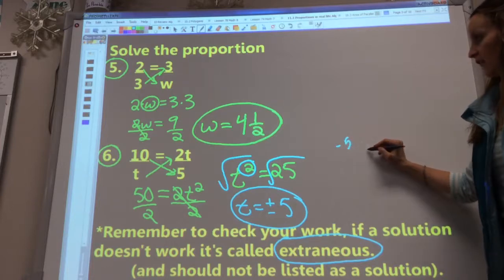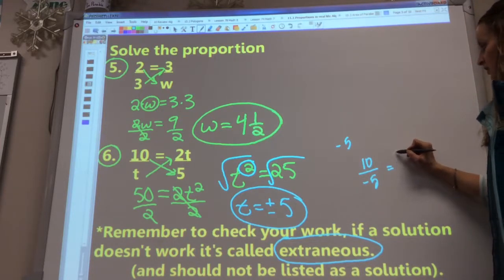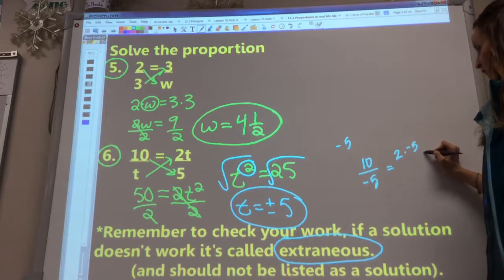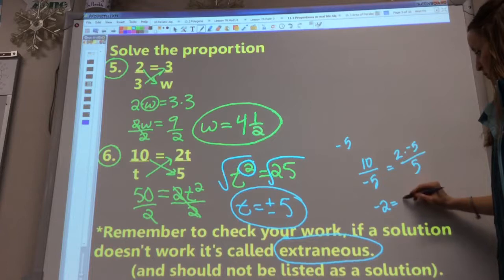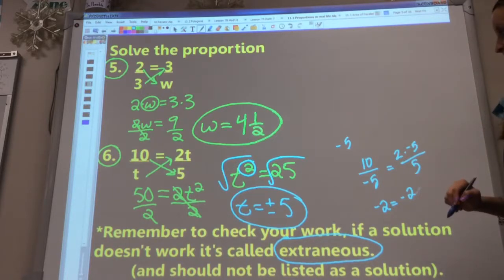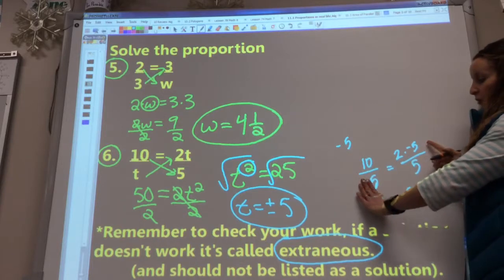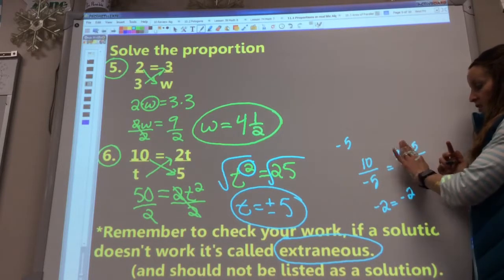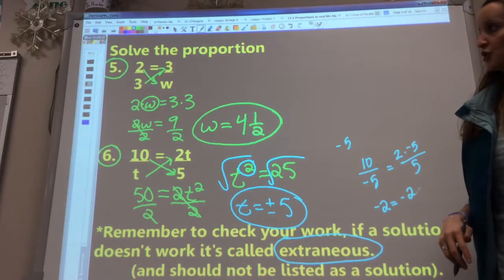So let's check negative 5. So we'll go 10 divided by negative 5 equals 2 times negative 5 over 5. Well, this will simplify to negative 2. And this will also simplify to negative 2. Now, if these were both positive, this would simplify to 2. And this would simplify to 2 as well. So both of those answers check out.